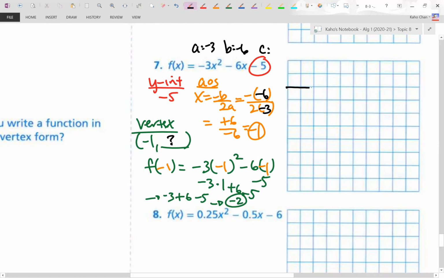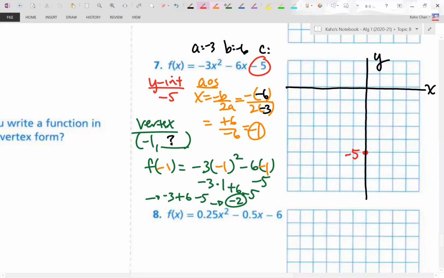So do this for me. Draw your x-axis a little higher than normal, and y goes right here. And that's going to plot all these points. Y-intercept is at -5, okay? There it is, -5, my y-intercept. The axis of symmetry is -1. Okay, it's a vertical line through -1, fine, let's throw that in. And then finally, the vertex is at -1, -2.